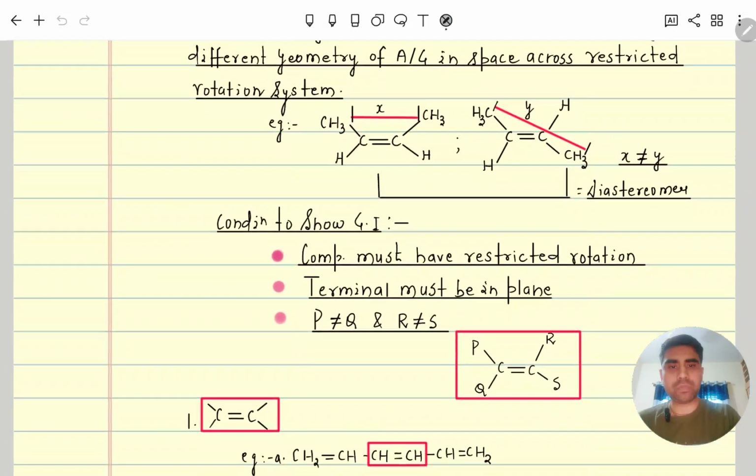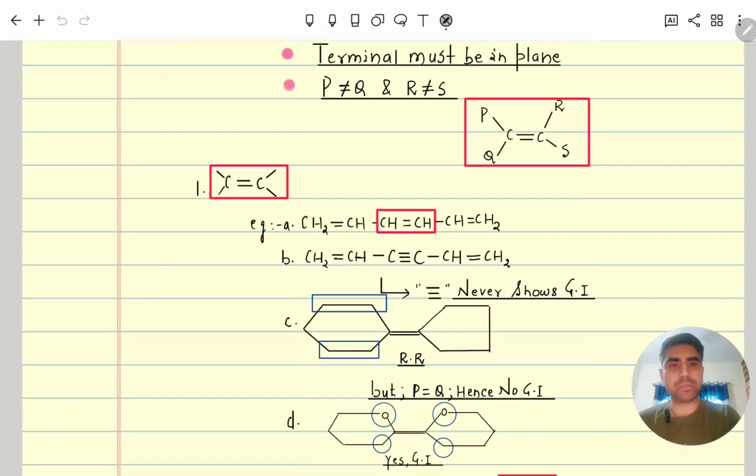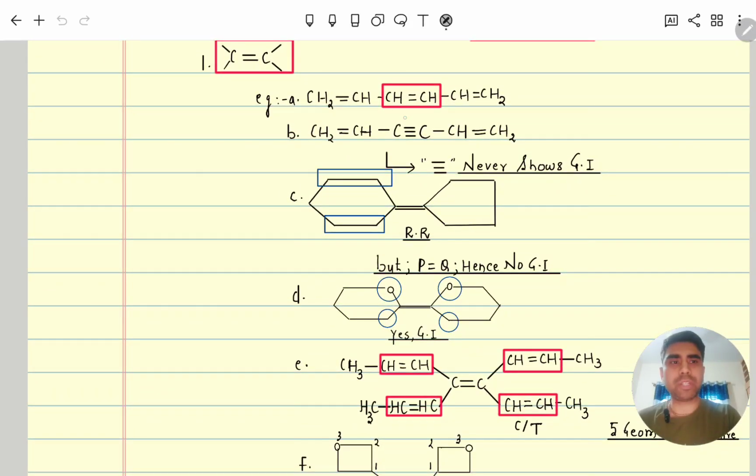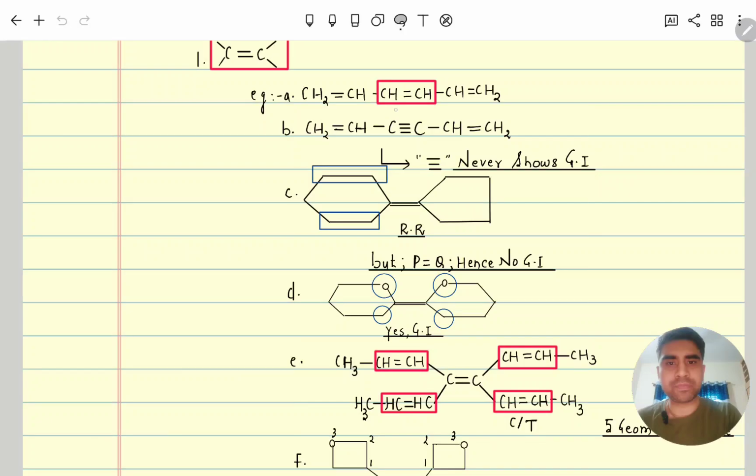The first system we will discuss which shows GI is carbon double bond carbon. Here, in the first one, restricted rotation is there and it is planar, sp2, but P and Q are hydrogen and hydrogen, so it does not show GI. Coming to the next one, this double bond system, we can see hydrogen along with this group on one side, and hydrogen along with this group on the other side. So P and Q are not equal, R and S are not equal, hence it will show GI.